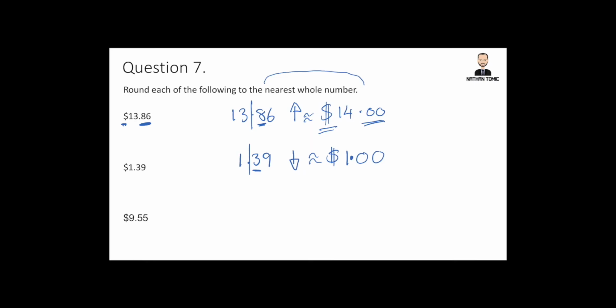And then the last one, 9.55. Here's our cut. Here's our critical digit. A 5 means we round up, so it's approximately equal to, again, this is going to round up to 9, which triggers it to round up to 10. So it's going to be approximately $10.00. Again, I'm keeping those 2 zeros there, even though strictly speaking, I don't need them in a normal question. But again, one more time, remembering we are dealing with money, so we are going to show the 2 zeros after the decimal point.